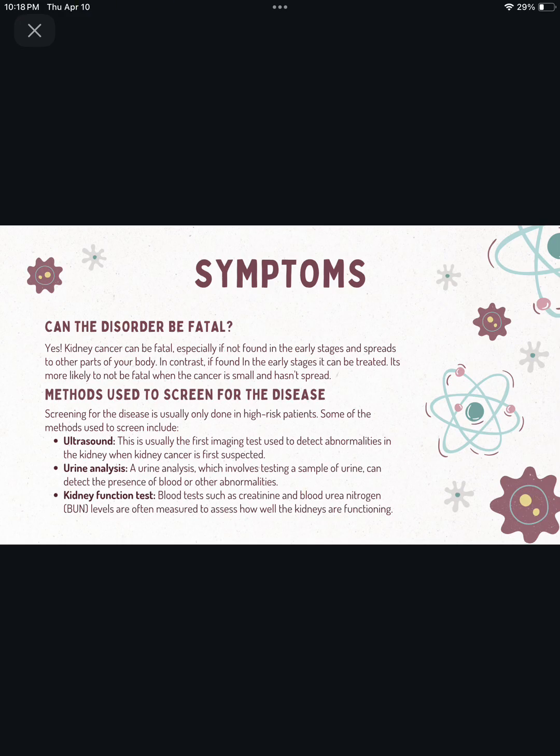2. Urine analysis. A urine analysis, which involves testing a sample of urine, can detect the presence of blood or other abnormalities. 3. Kidney function test. Blood tests such as creatinine and blood urea nitrogen, BUN, levels are often measured to assess how well the kidneys are functioning.